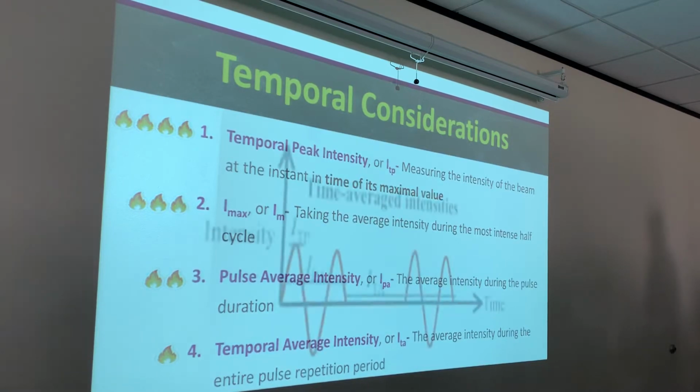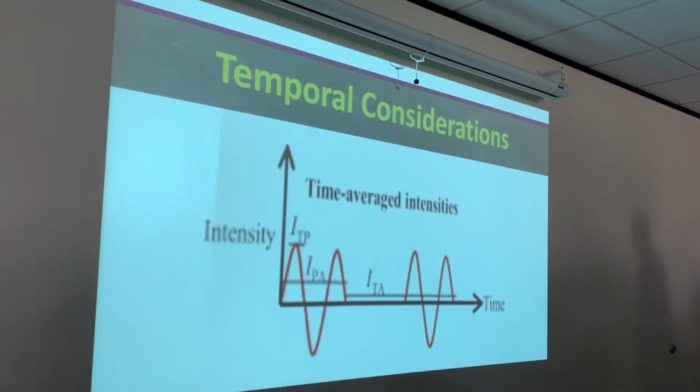So, I do have an image right here, guys, that I like a lot. Our temporal peak, again, is where the highest intensity in time at a particular space and time, right there. Our I max is again going to consider this whole area right here and average those out. It's going to consider the most intense half cycle. Again, compression above, rarefaction below.